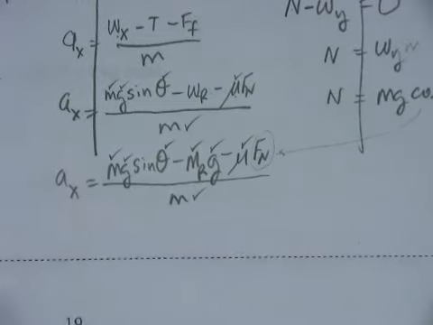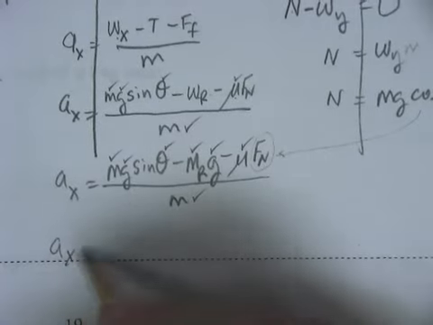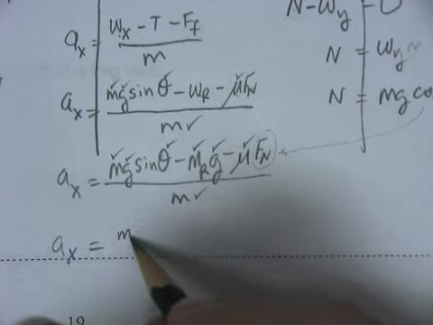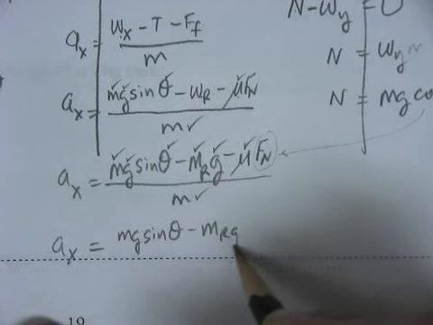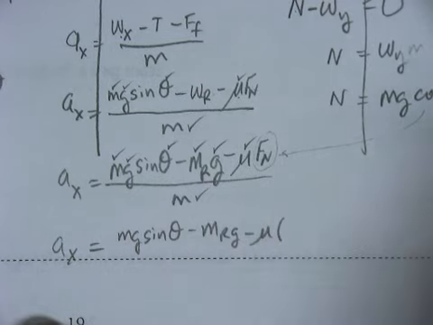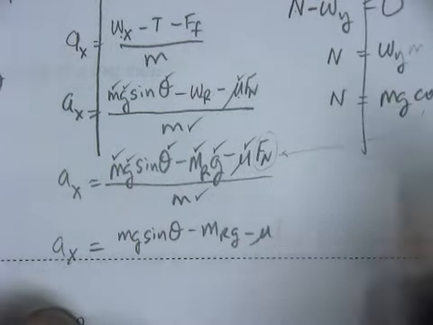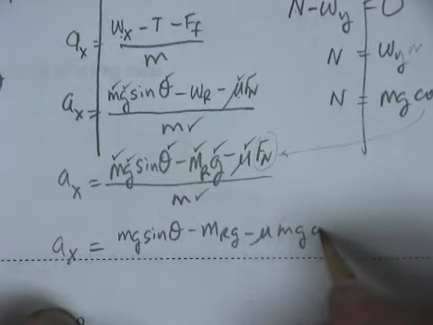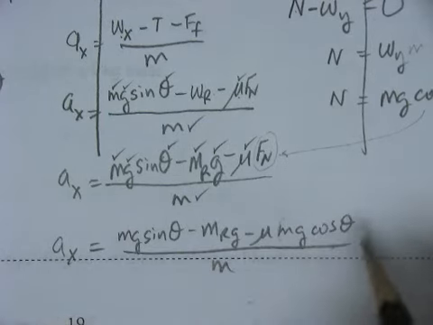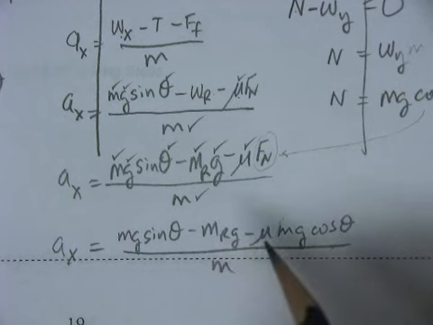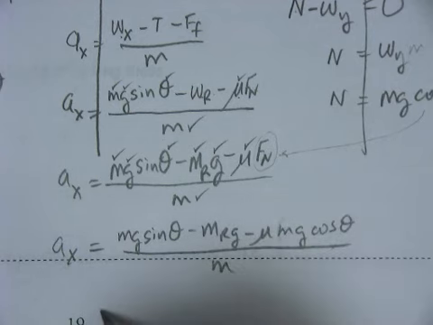One last substitution, then we'll plug numbers in, which is what you all want to do. So the acceleration is equal to mg sine theta minus the mass of the rock times gravity minus mu times mg cosine theta, all over m. There it is. We know everything. The last step is to plug everything in.